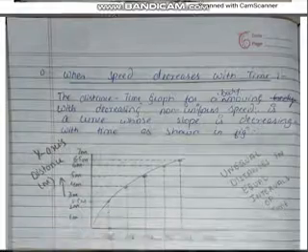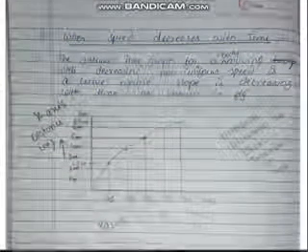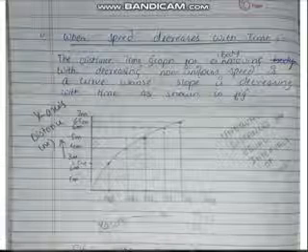Now the second one is when speed decreases with time. If I calculate this distance and time, see, at the very first it took 2.5 meters in 10 seconds, a huge distance. After that it took 4 meters, again there is a 0.5 decrease, then only 1 meter increase, 5 meters, then again 1 meter, after that only 0.5 meter.